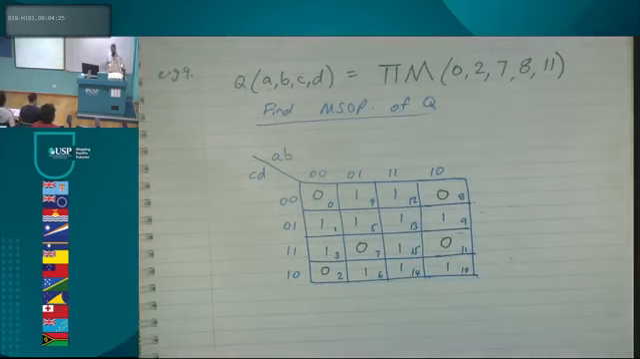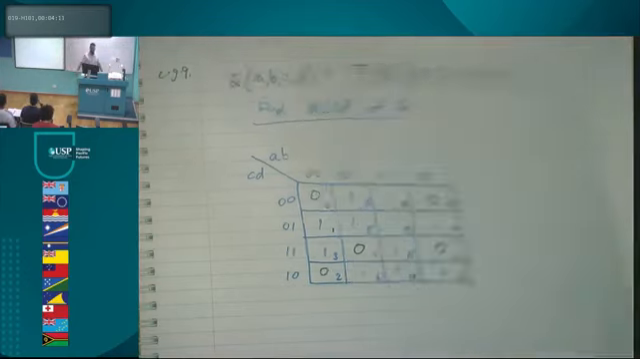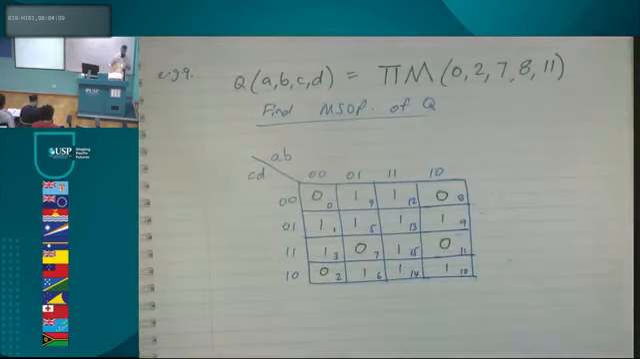Now, let's have a look at this. How can we map this? Because remember, the question says, find minimum sum of products. So what are we doing over here? We are converting from a product of sums expression to a minimum sum of products. We're going the other way around, right? Okay, so what do we have?